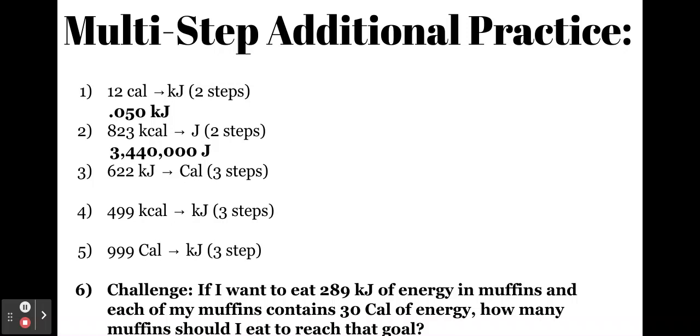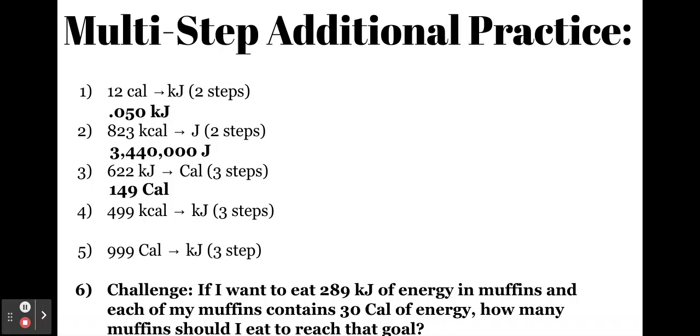Number 3, this will be 3 steps. You're going from kilojoules to capital C calories. So you'll go from kilojoules to joules to lowercase c calories to capital C calories, which would get you 149 capital C calories.